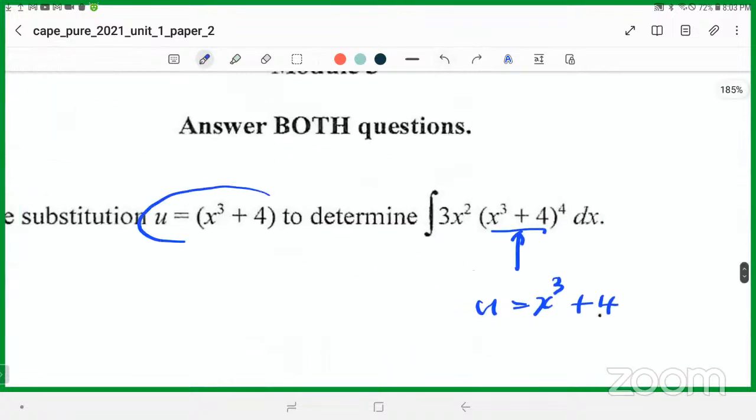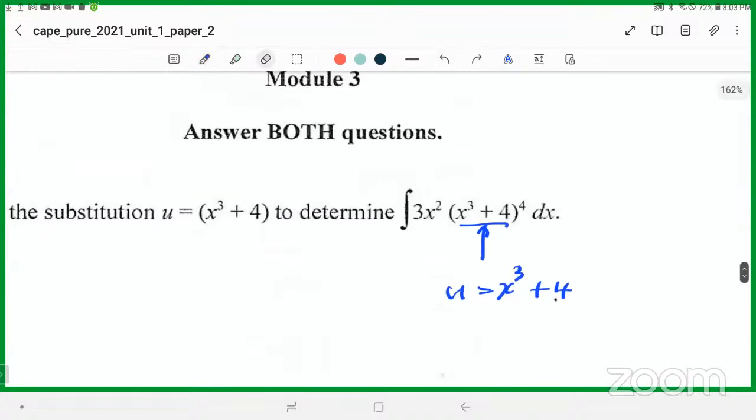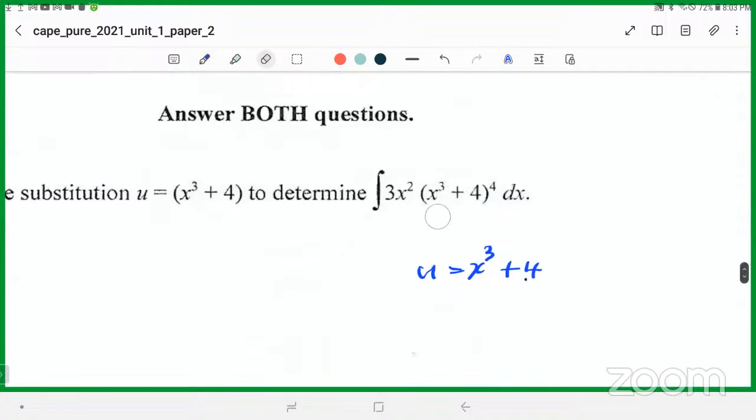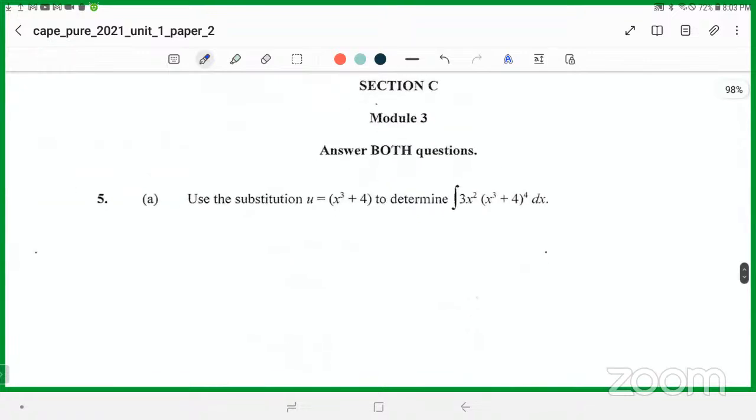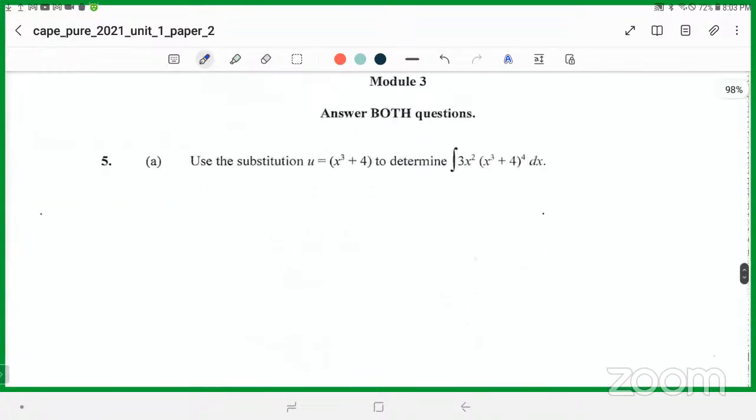See? Even if they did not tell you to use it, that is what you would do. There are some questions that say use an appropriate substitution. Not all of them tell you what substitution to use. But this one is very similar to the one that we just did. Very similar, just different function, different values.